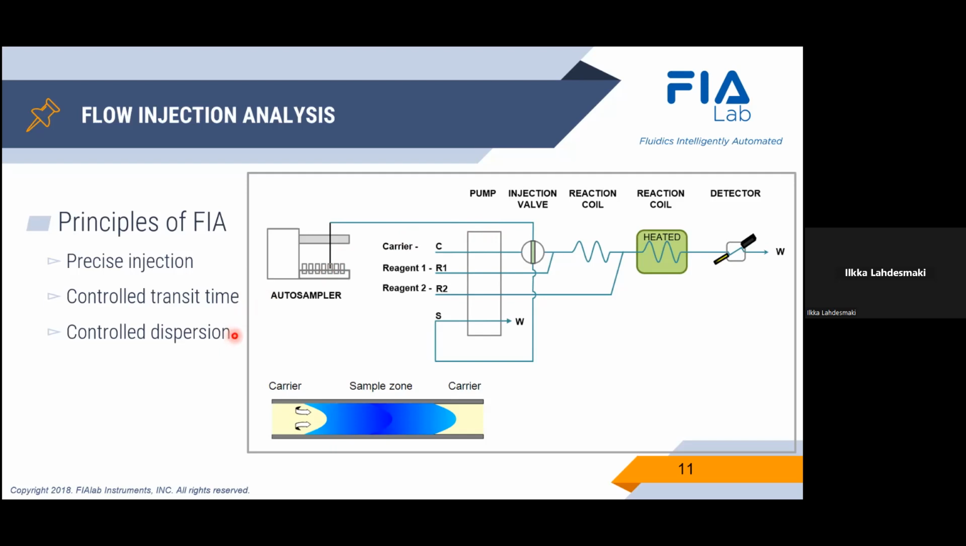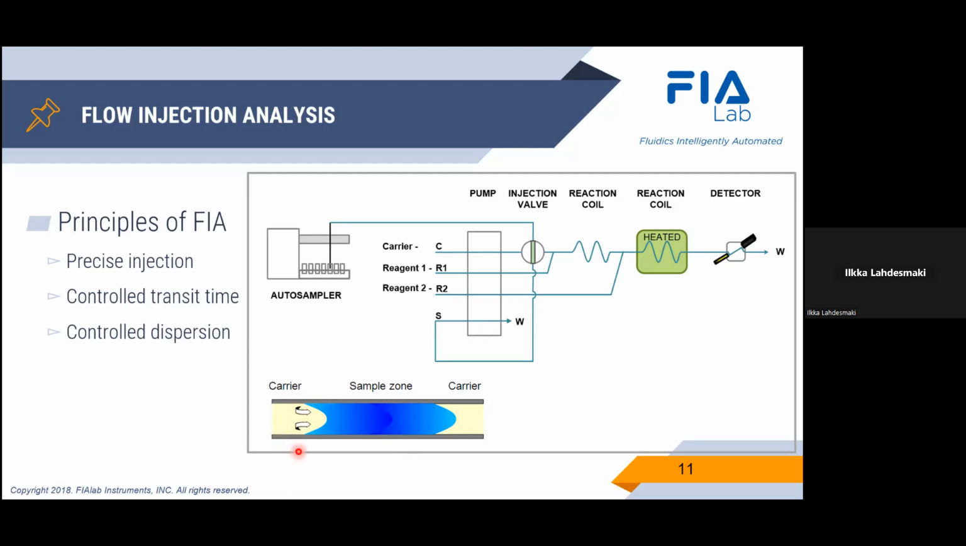The last pillar is called controlled dispersion, and it begs the question, what is dispersion? Dispersion really is a fancy word for dilution, and in order to understand it, let's take a look at the bottom left part of the schematic, where we have a view of the sample zone shown in blue color, carried by the carrier stream shown in yellow color.